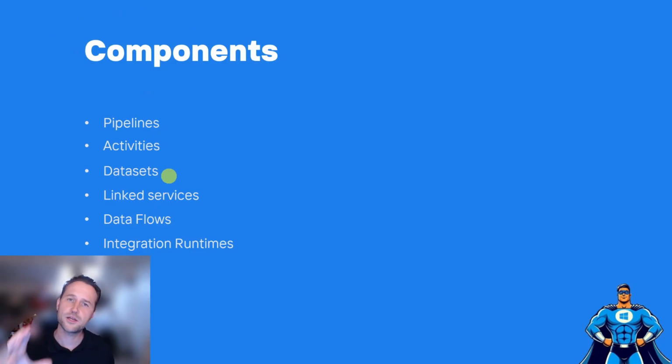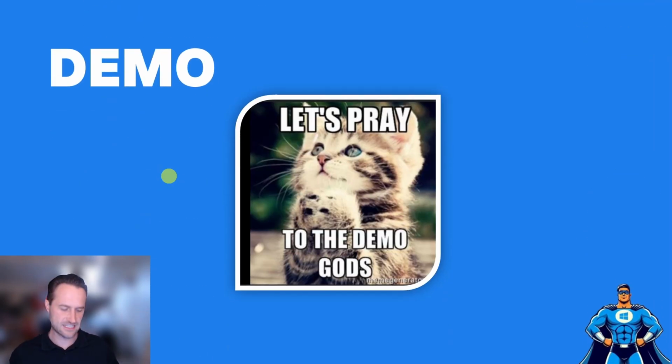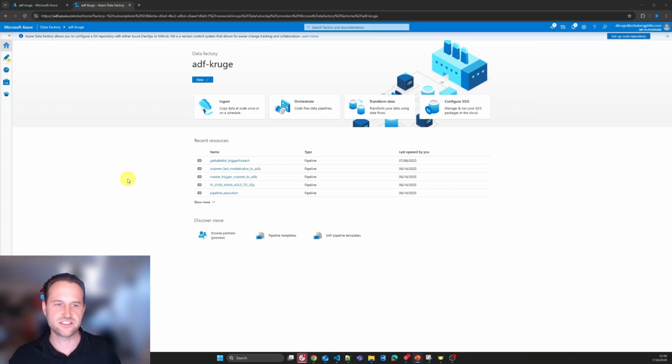Now, components. The components I want to show you in this section are the pipelines, activities, the datasets, the linked services, the data flows, and the integration runtimes. I will show you a basic part of them, setting it up, how to use it, and a basic part of how to go through them. So enough of slides. Let's get dirty.